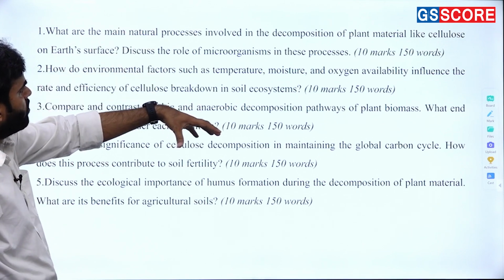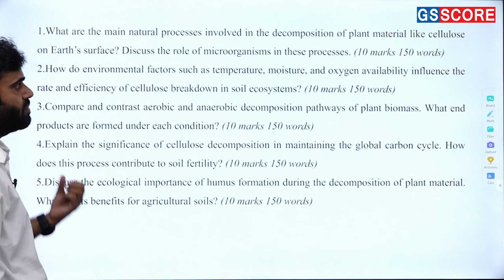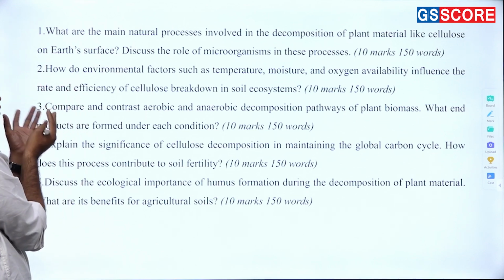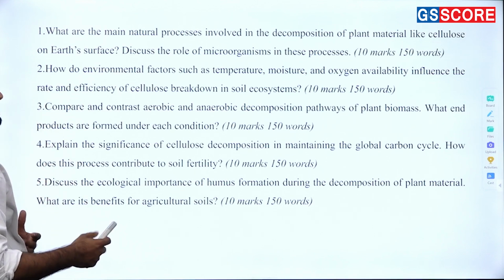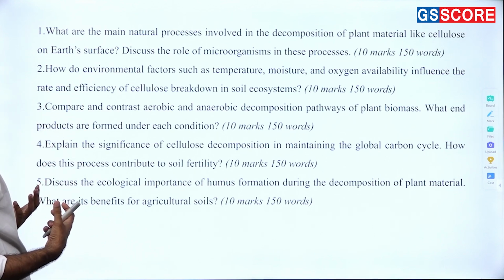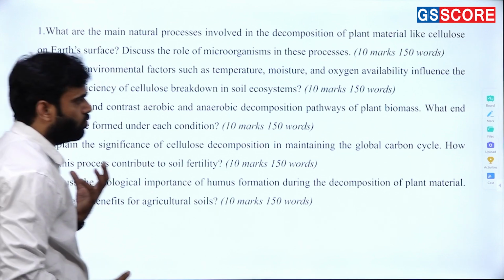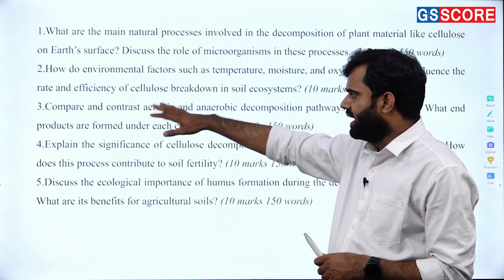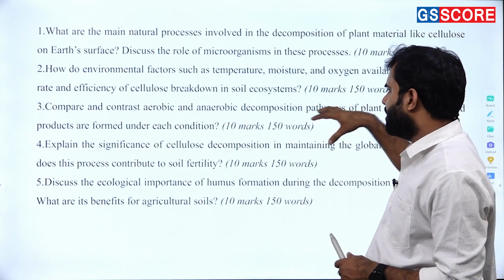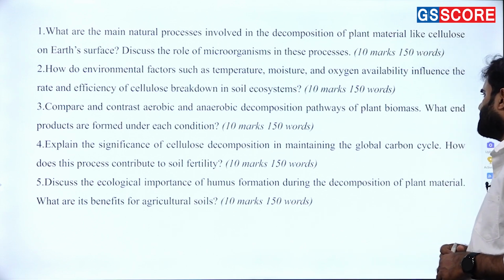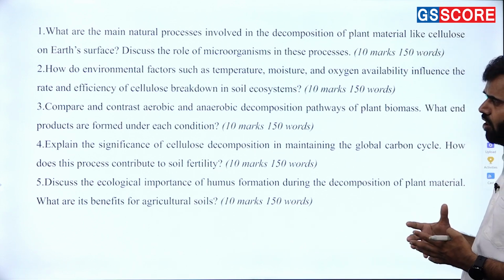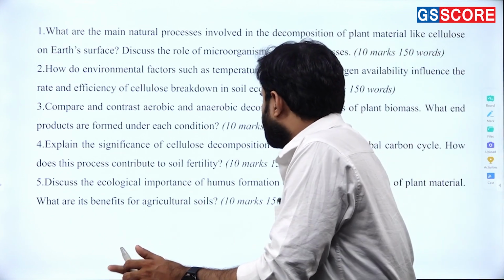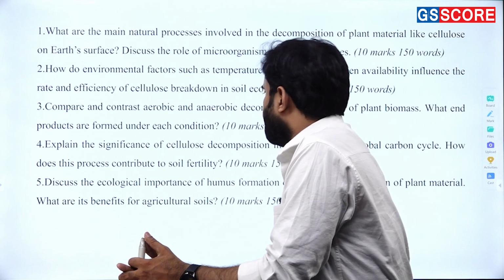What are the main natural processes involved in the decomposition of plant material like cellulose on Earth's surface? Next one, how do environmental factors such as temperature, moisture and oxygen availability influence the rate and efficiency of cellulose breakdown? Now third one, compare and contrast aerobic and anaerobic decomposition pathways of plant biomass. What end products are formed under each condition? Next, explain the significance of cellulose decomposition in maintaining the global carbon cycle.